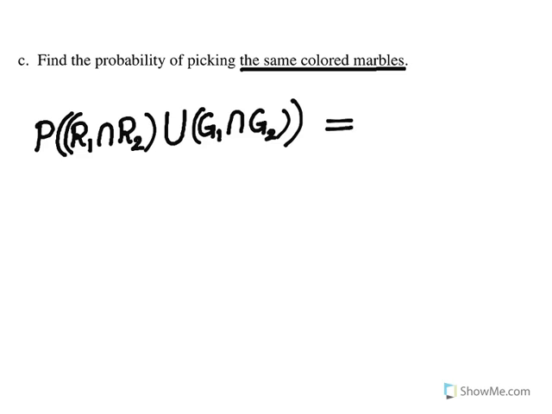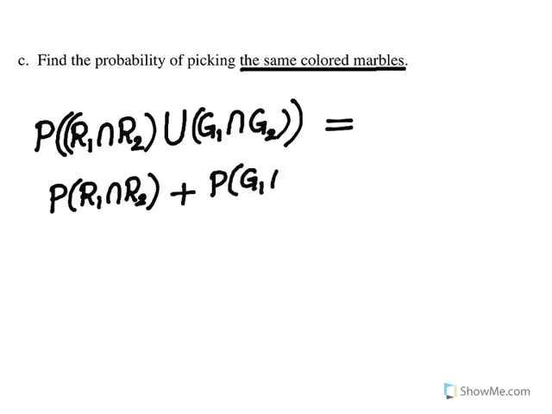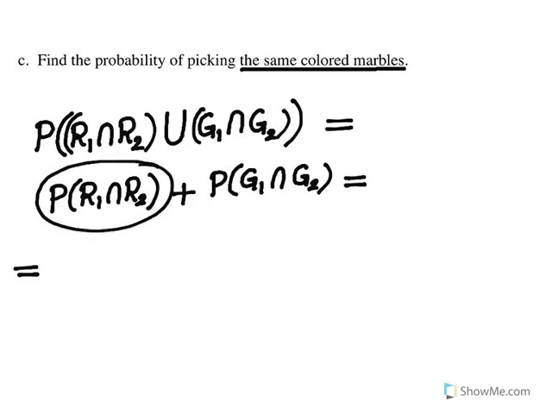So this will be, since it's an OR probability and these are mutually exclusive events, this is going to be the probability of red on the first and red on the second. It's an OR probability, so you add, plus the probability of green on the first and green on the second. And if you remember, in fact, we have done this one in the previous exercise.